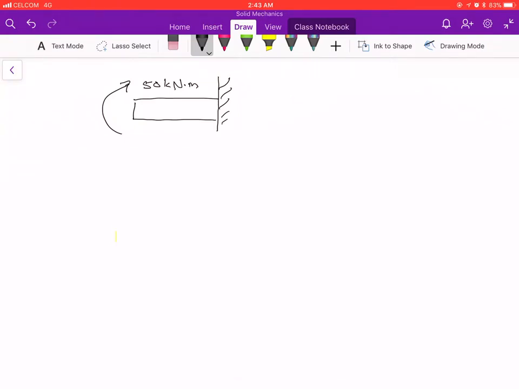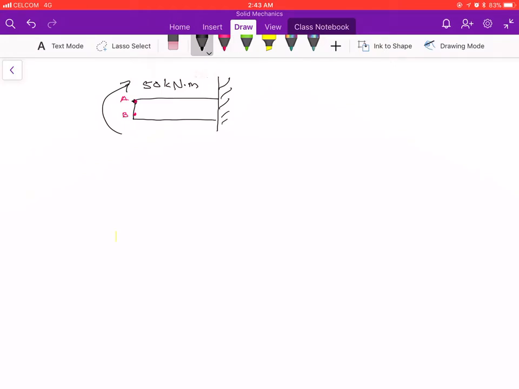So the question asks, what is the stress at two points, point A and also at point B, somewhere here, and you will know the location from the cross section that I'm going to put later on.